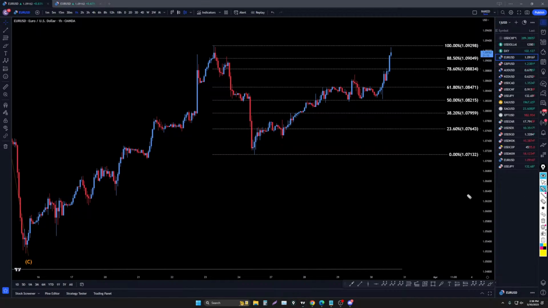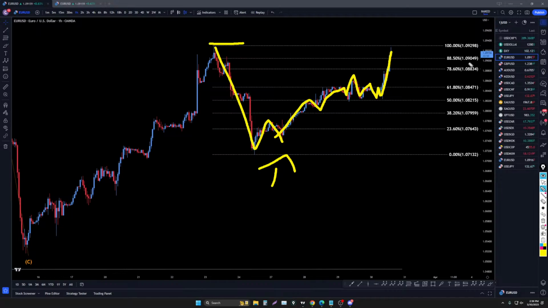Going down to the 1-hour time frame. On the 1-hour time frame, this move down definitely looks more like a trend than a correction, but I think this is an ABC right here. I think that is the end of a correction, and I think this right here is an uptrend. So if that really is an uptrend, then that means that this is probably not even over. It probably will break out of these highs.